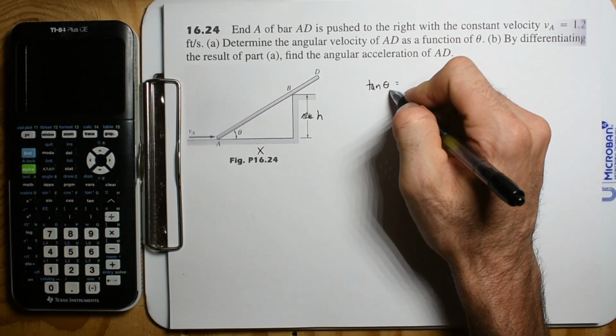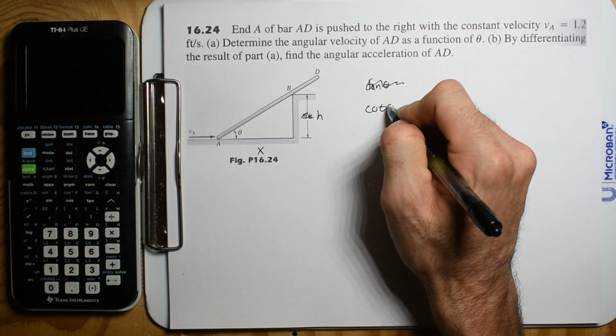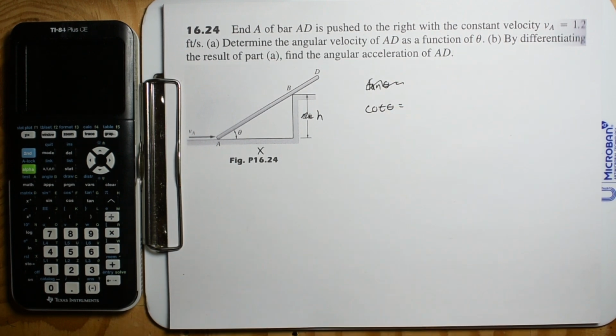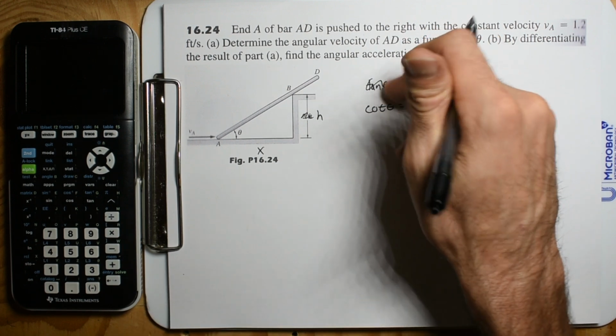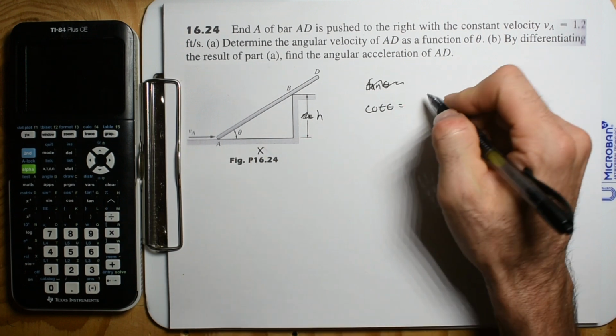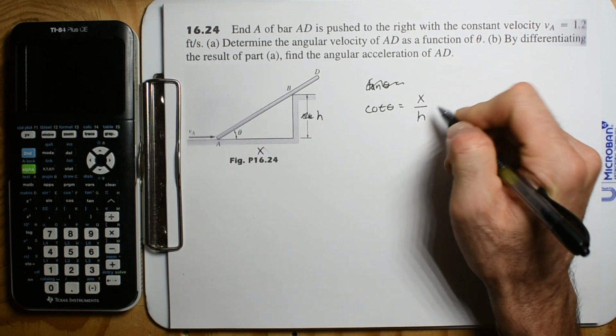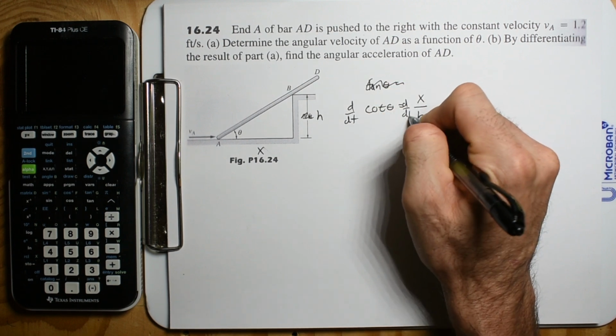So tangent theta, and let's do it in a different way, because we said if we do cotangent theta, and this is good because we never differentiated tangent theta anyway. Differentiate cotangent theta: the x is on top, h is on the bottom. We're going to differentiate with respect to time.